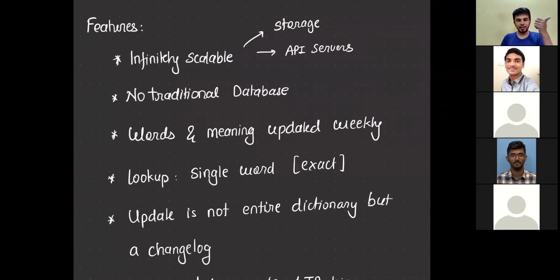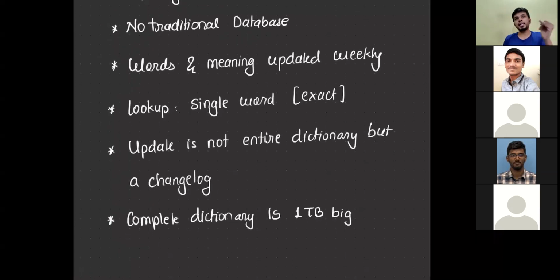Features: it has to be infinitely scalable, storage and API servers. API servers are very easy, scalable enough. You cannot use a traditional database. Words and meanings are updated once in a while, let's say weekly. Lookup, you'll always look up by a single word, and that would be the exact word. But if you want to implement a trie on top of that, you can do that so that you can have autocomplete and all. But that is not a big problem to solve there.